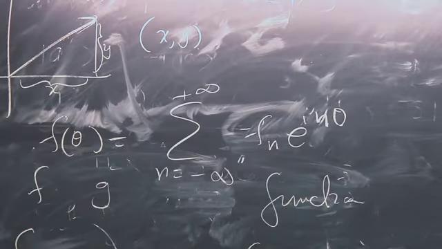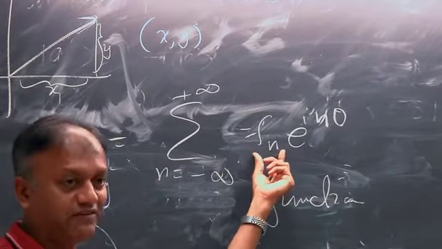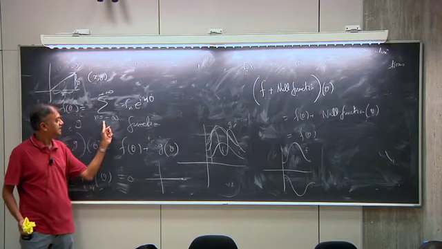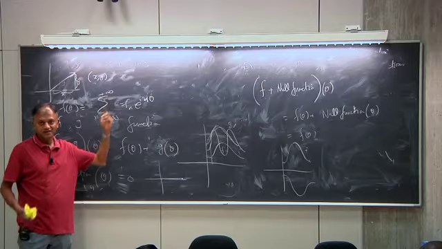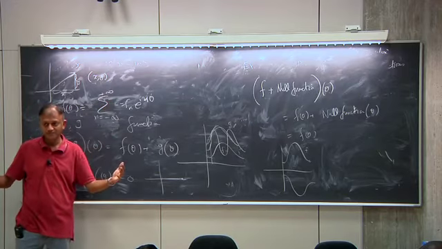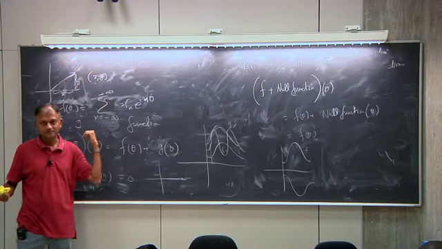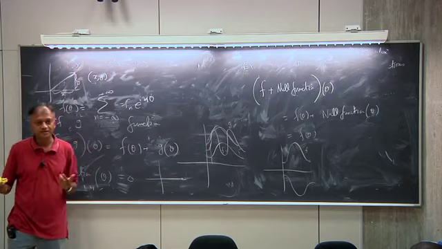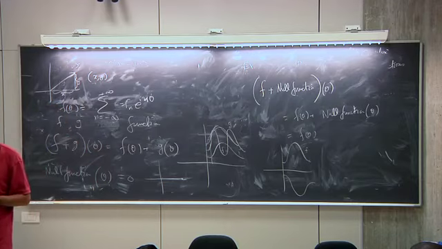But now, how much information do I need to give? I need to specify all these f_n's for all n from minus infinity to plus infinity. So I need to give an infinite number of pieces of information to specify the function. So that's why it's infinite dimensional.